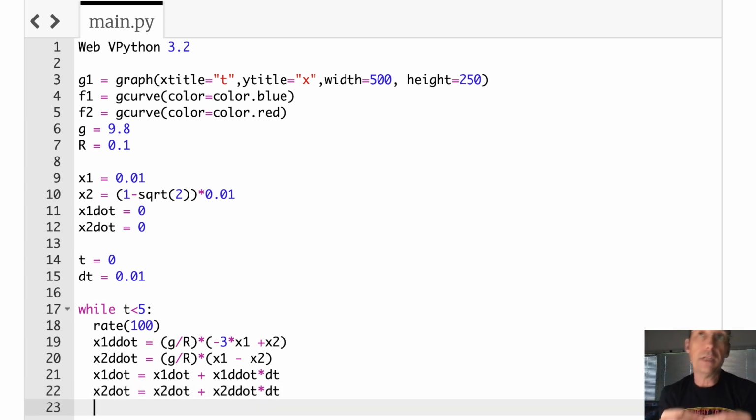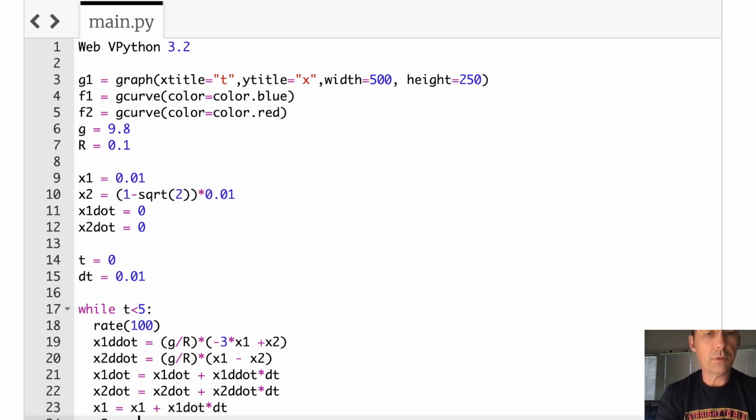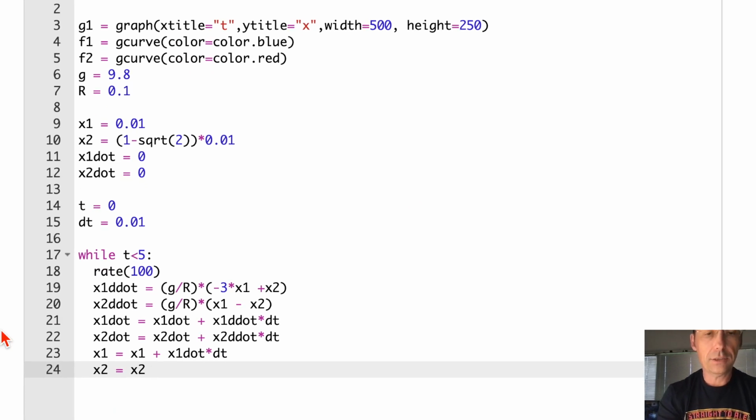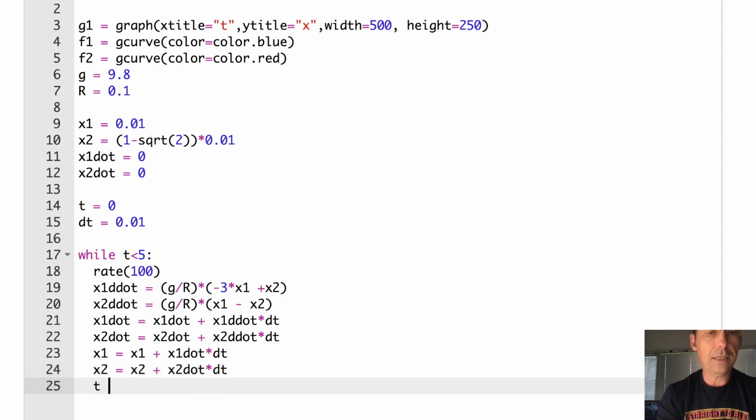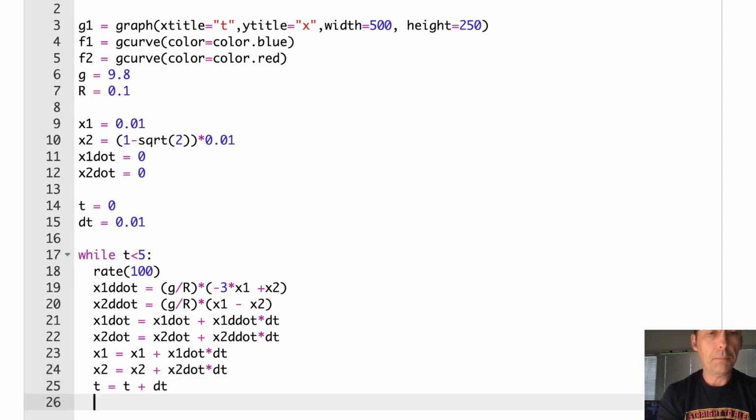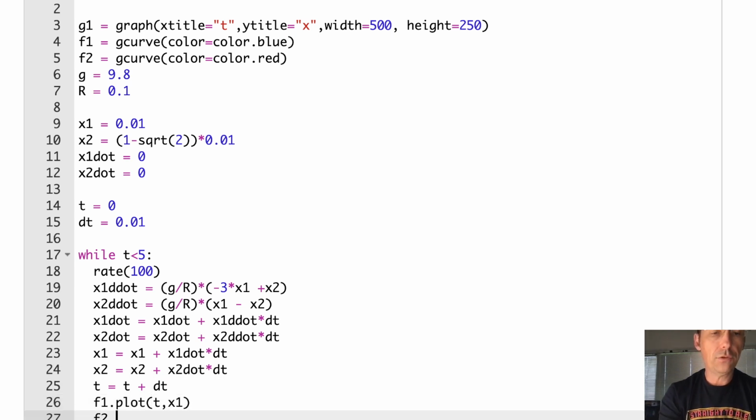Now that I have x1 dot, x2 dot, I can update x1 and x2. So x1 equals x1 plus x1 dot times dt. x2 equals x2 plus x2 dot times dt. Update time. Plot: figure 1, plot t, x1. Figure 2, plot t, x2.